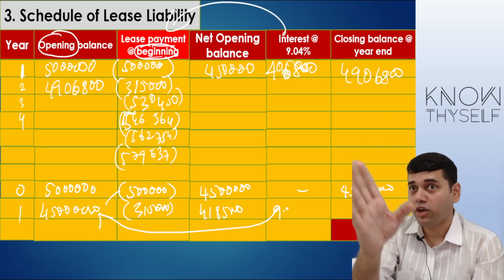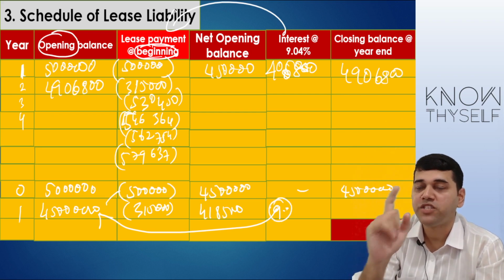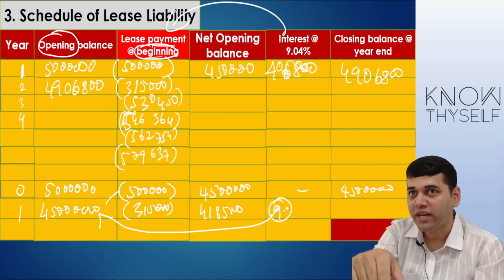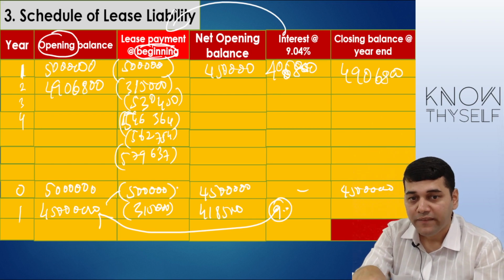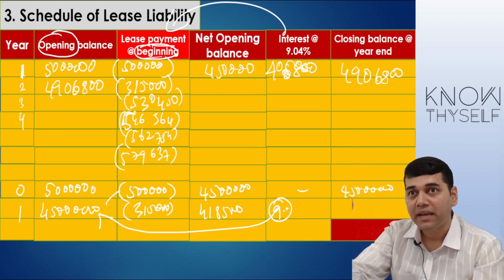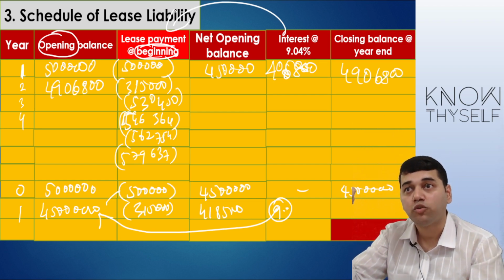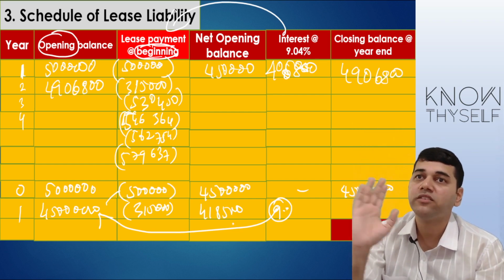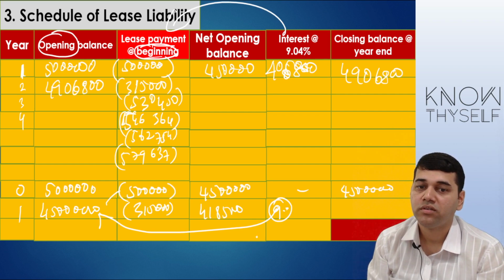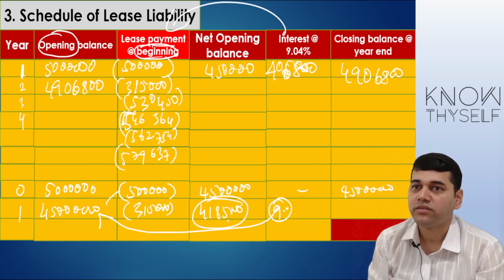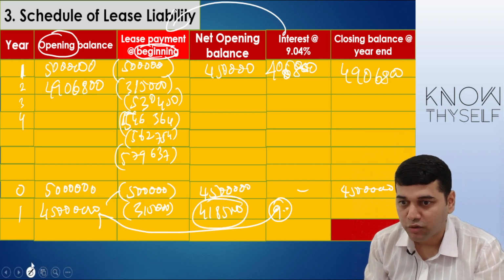Because you think logically. This interest should come on which balance? At the end of the year, right? I'm doing it at the end of the year. When I say end of the year, it should be on the opening balance. And if you deduct next year's beginning payment from the previous year's closing balance, the interest calculation is gone for a toss, no? I cannot calculate on this. Now you come to my calculation.